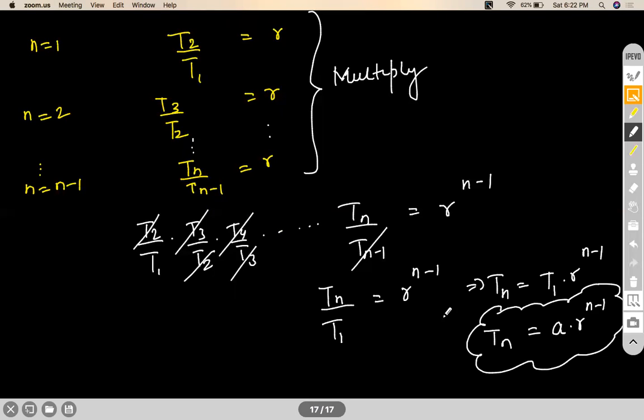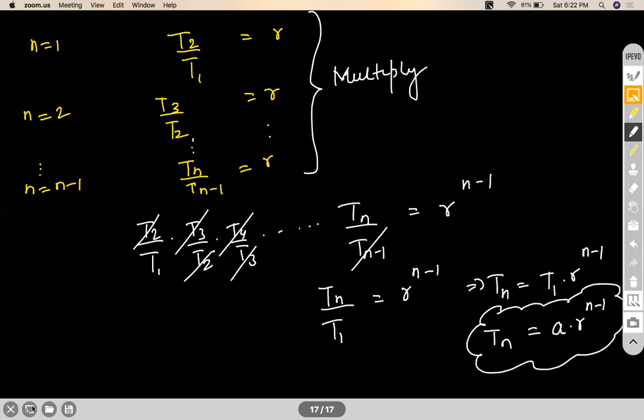Okay. So again, I would like to reiterate this. In a geometric progression, R cannot be 0. It can be positive, it can be negative, it can be a fraction, it can be an imaginary number also, but it cannot be 0.